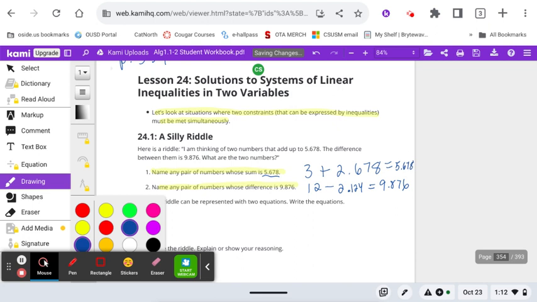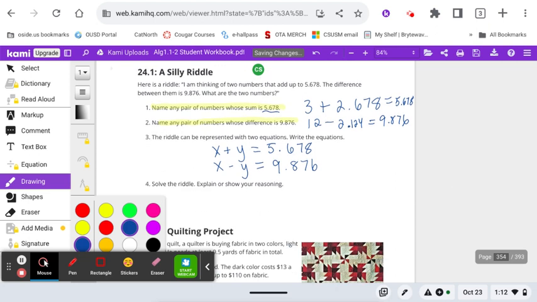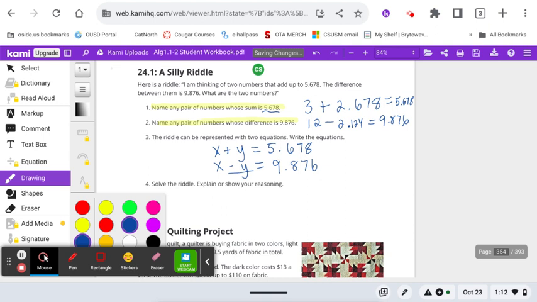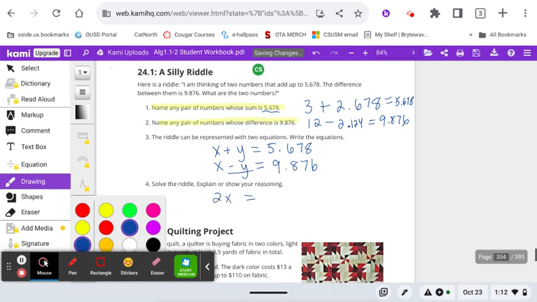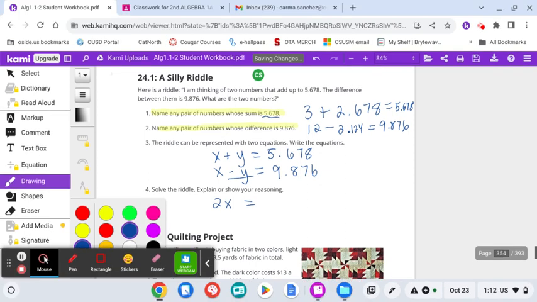Now, what are we really doing here in order to add up to 5.678 and to subtract to 9.876? We're taking any two numbers like x plus y, and those two numbers add up to 5.678. And then we're taking any two numbers whose difference is this. Solve the riddle, or solve the system. So we notice that these y's cross out, and then we get two x's, but this is going to be something we have to add up for sure on a calculator. Look at those numbers. So pause and grab your calculator.